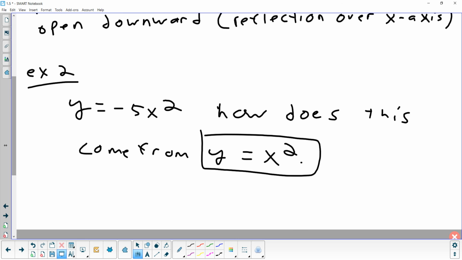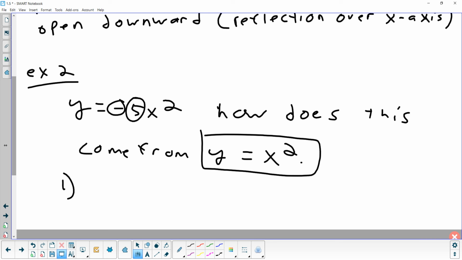All right, so if we wanted to describe the transformations, there are two things happening. You always treat the negative and the number as separate things. So let's start with what's closest to the variable and work our way out. So, start with the 5. What is the 5 going to do to y equals x squared?